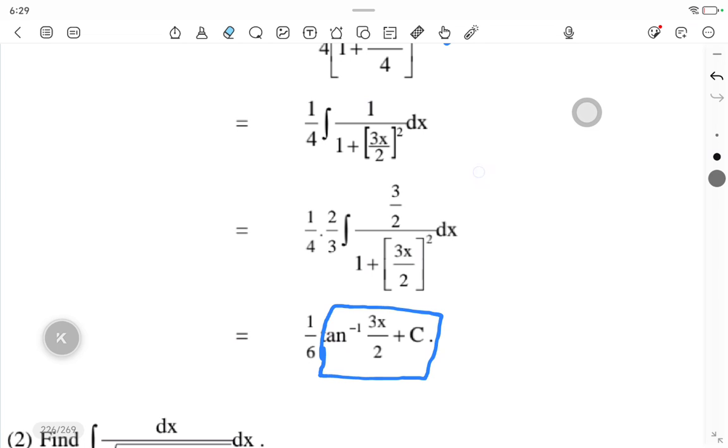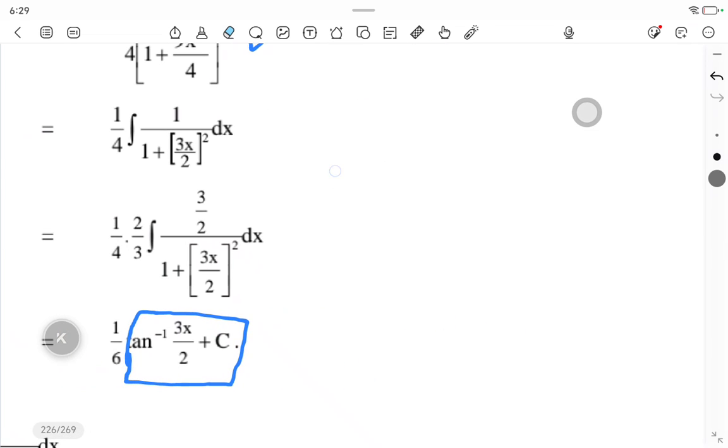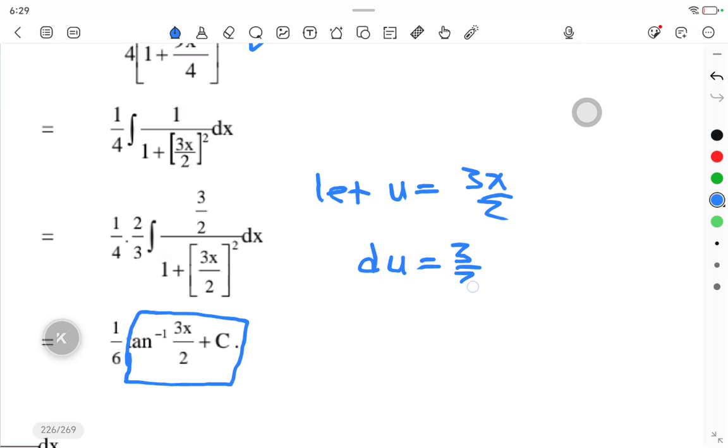To simplify this, you're going to use substitution here, because you only want x here, right? So we're just going to let this be u. We're going to let u be equal to 3x over 2. Then when we differentiate this, we get 3 over 2 dx. Then we make dx the subject of the formula. We're going to get du times 2 over 3 is equal to dx.